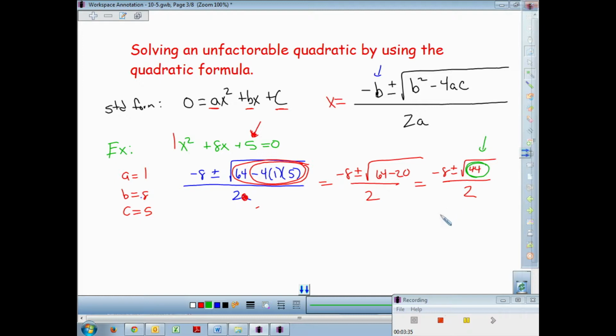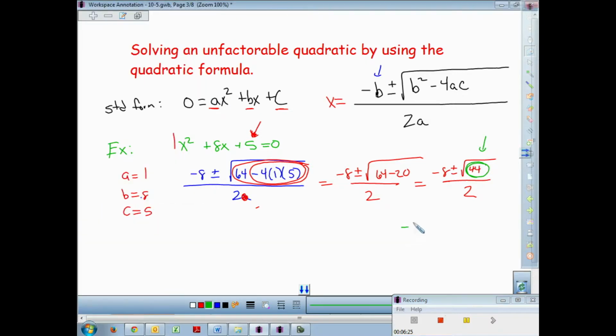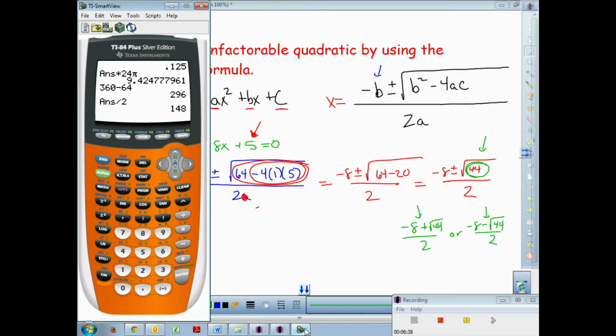So here's what we do. We've got to punch that in our calculator. And we have to do what's in the numerator first. This is really -8 plus the square root of 44 over 2, or -8 minus the square root of 44 all over 2. So that's a plus or minus situation. Let me do the first one. It's -8 plus the square root of 44. And that fraction bar is a grouping symbol, so you want to hit equals after you do that. That's what the entire numerator is. Then we need to divide that by 2, and that's approximately -0.68.